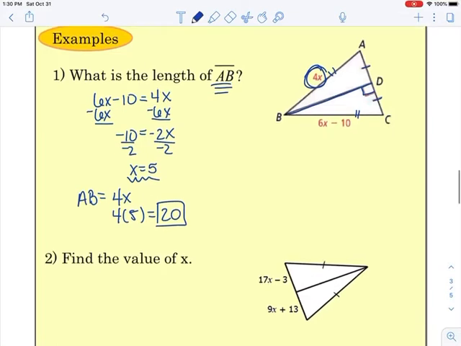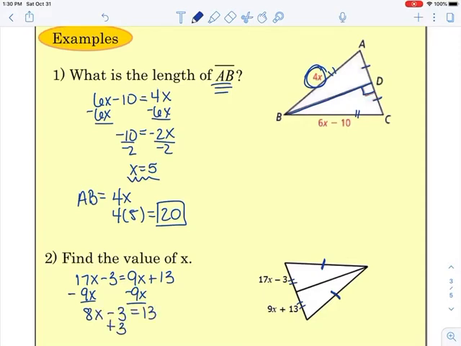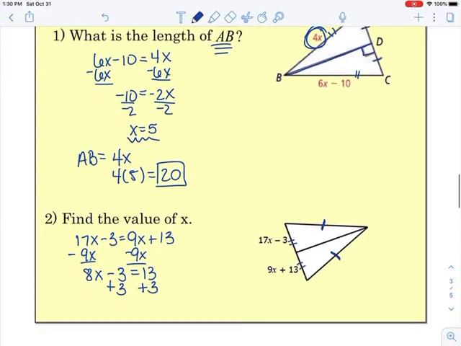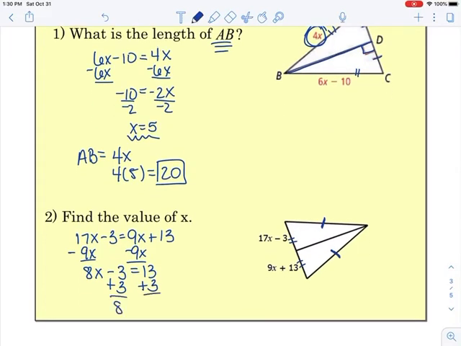For number 2, we want to find the value of x. And again, this time they told me that this side was equal to this side, which would mean that this piece has to be equal to that piece. So we can just set 17x minus 3 equal to 9x plus 13. I'll subtract 9x from both sides first to have 8x minus 3 equals 13. The opposite of subtracting 3 is to add 3. And 8x is going to equal 16.